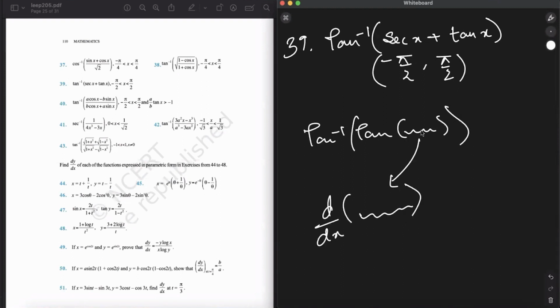But when does it happen? Can you recall this concept, that whatever is inside has to come in this region, only then can you do this. In inverse trigonometry, the domain is very important. It is not like you can do it the same for every domain. That is what you have to understand. Basically, I'll show you an example.